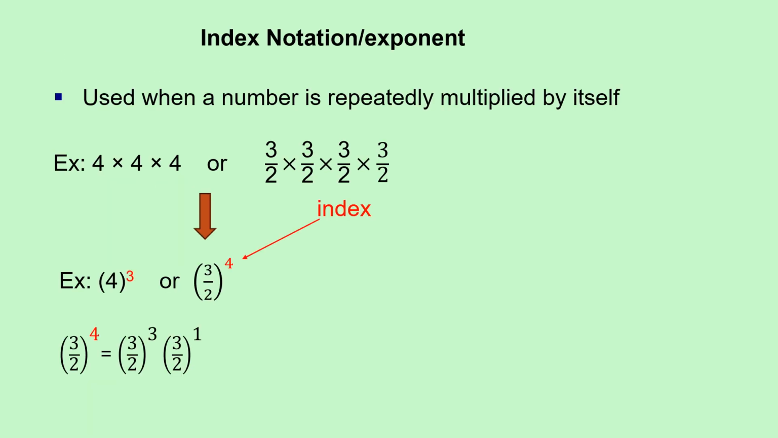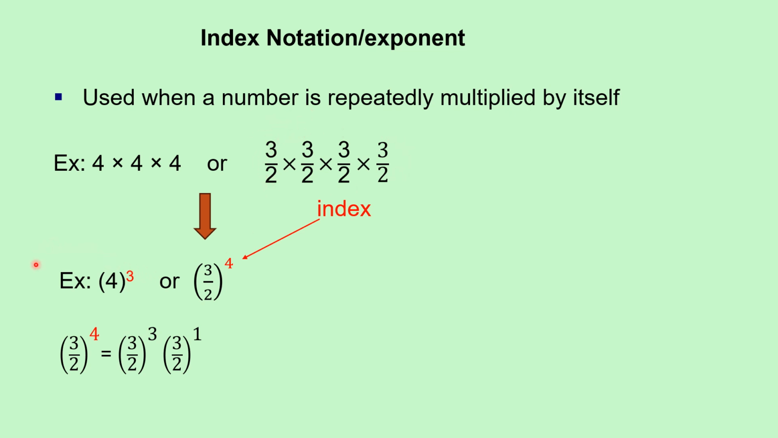Okay, index notation, also known as exponent. So what does index notation mean? When are we going to use it? We use index notation where a number is repeatedly multiplied by itself. For example, you can see from these two examples given here, 4 times 4 times 4. That means 4 is repeated 3 times. And the second one is 3 over 2, which is also repeated 4 times.